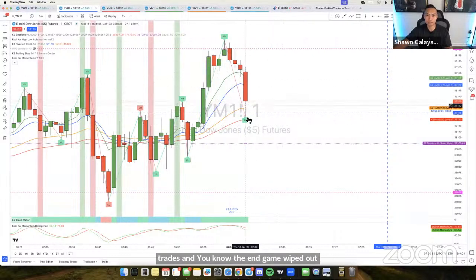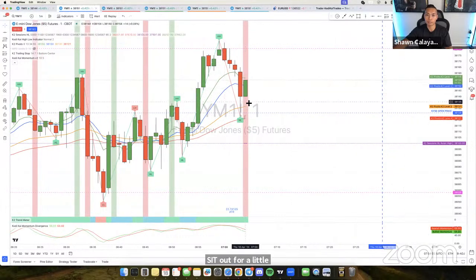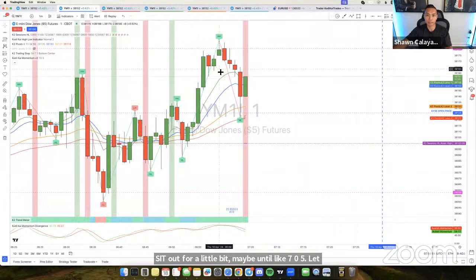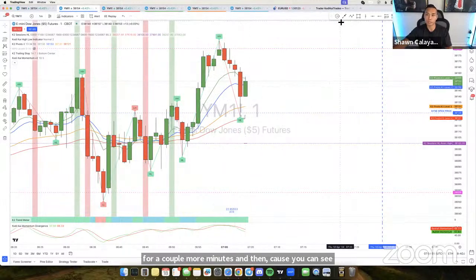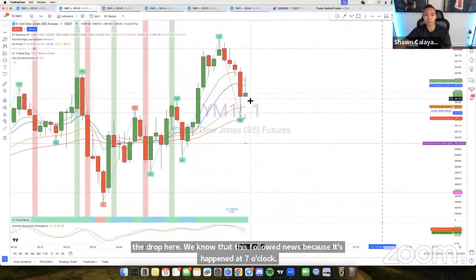So I'm probably going to sit out for a little bit, maybe until 7:05, maybe for a couple more minutes. Because you can see the market already reacted to it. Now we can look for the correction. So we already have the drop here. We know that this followed news because news happened at 7 o'clock. It was super negative. Price came down. So I'm okay with price now where it's currently at.